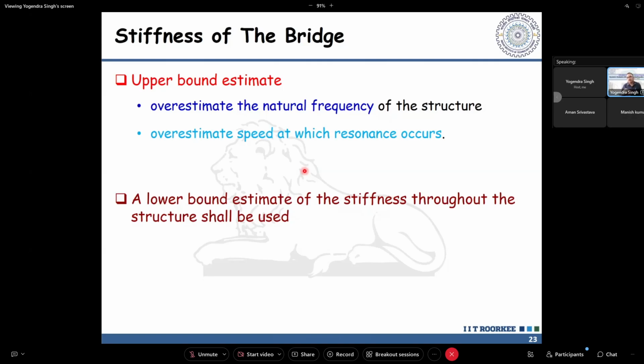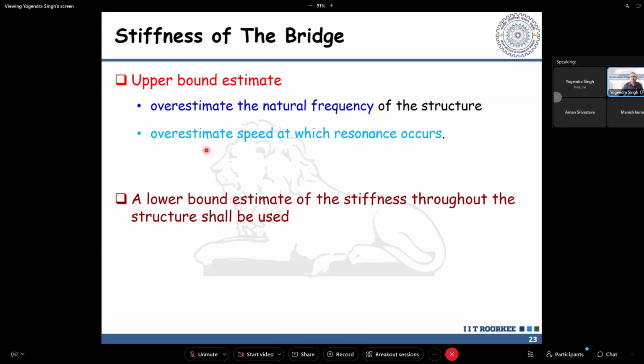And the actual structure may be different, and then this will be unsafe. But when we are using a lower bound estimate, then we will be able to calculate the lowest velocity at which there is a possibility of resonance. So we will be using a lower bound stiffness, not a higher upper bound estimate.